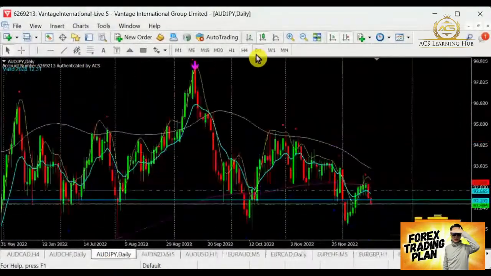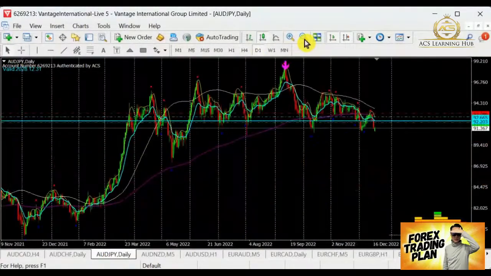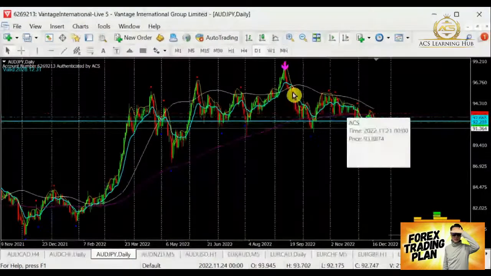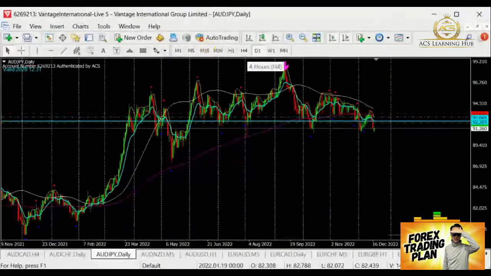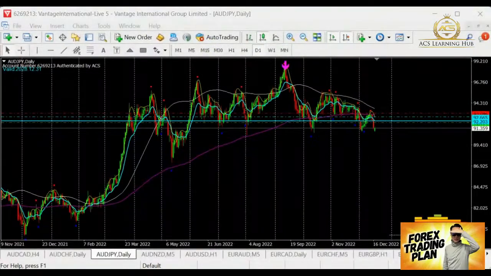So Aussie Yen. Let's take a look. Aussie Yen, we have been going into the bull and now transiting into the bear. And finally, it seems like we are going to get into the bear very soon. So for Aussie Yen, we can pay attention to that as well. I'm going to put Aussie Yen into my watch list.